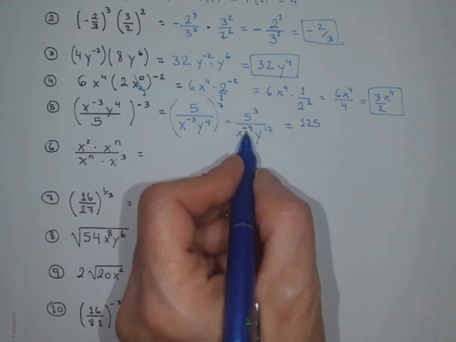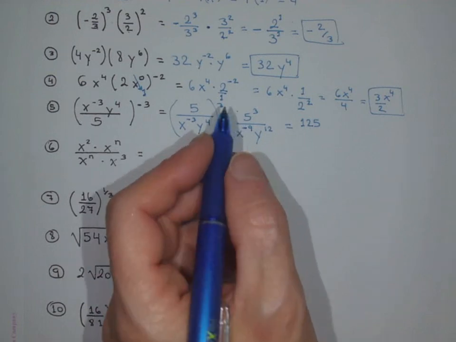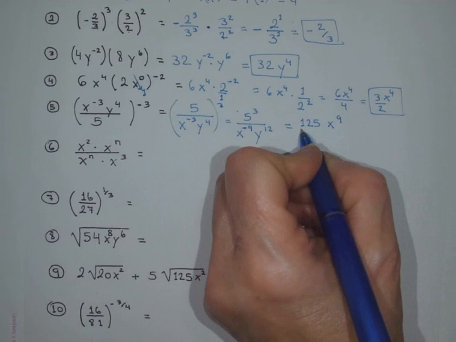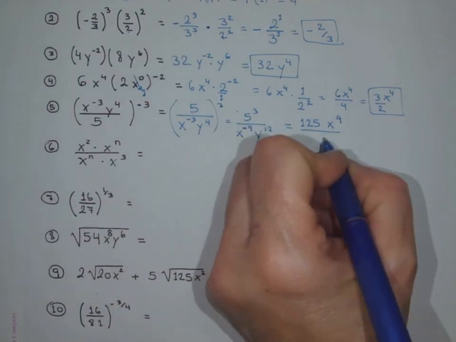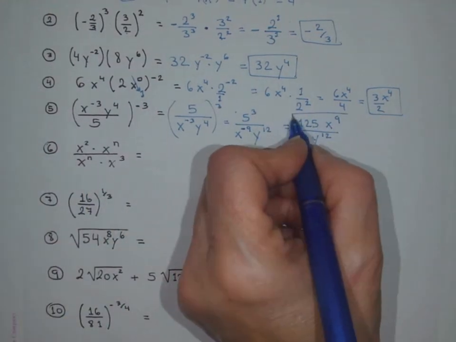X to the negative 9, so that means this is a negative exponent, so this has to be moved back up in the numerator, so x to the 9, it's now positive because we moved it up. We did the multiplicative inverse, right? And then y to the positive 12, so that stays in the denominator. And that's as far as we can simplify.